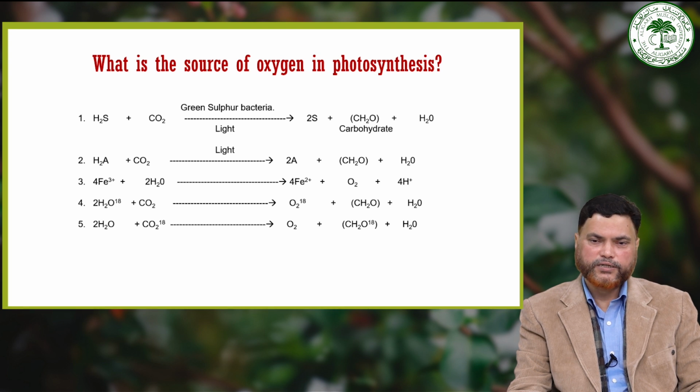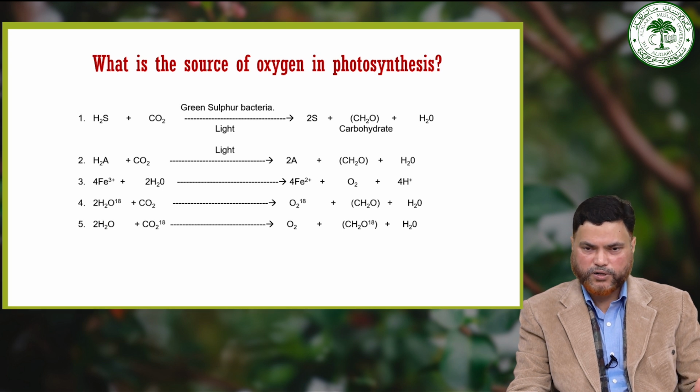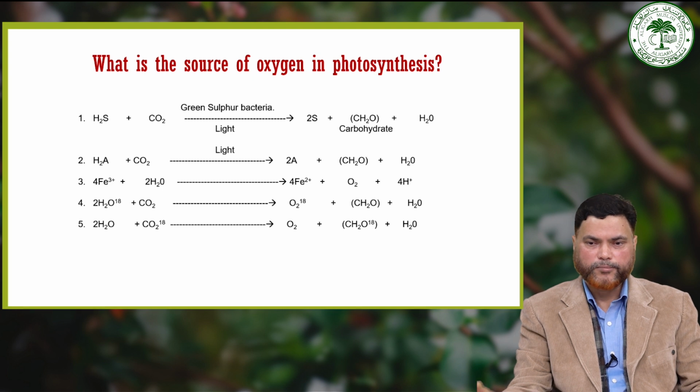exhibited a unique behavior during photosynthesis, and these bacteria did not release oxygen as a byproduct. Van Niel discovered that these green sulfur bacteria, instead of utilizing water like most photosynthetic organisms, utilized hydrogen sulfide as the source of electrons. As a result, sulfur was liberated as a byproduct of their metabolic process rather than oxygen. You see this in reaction number 1.